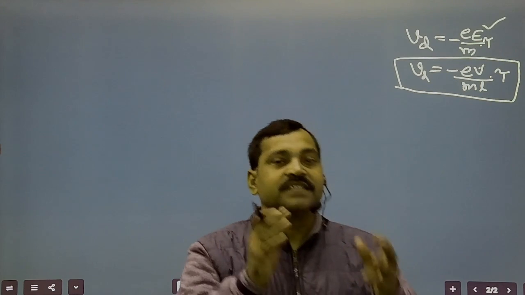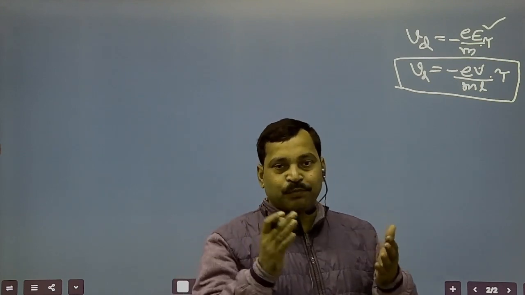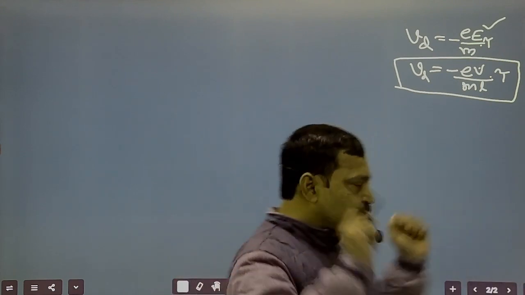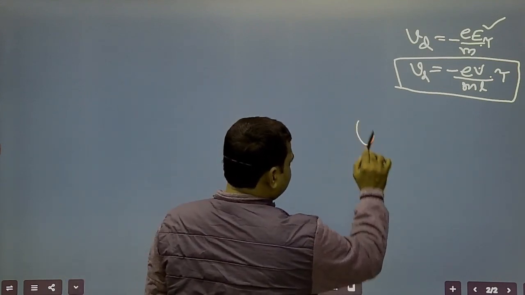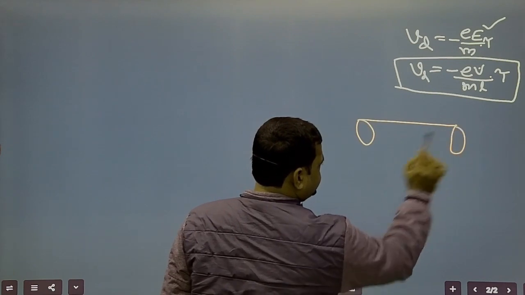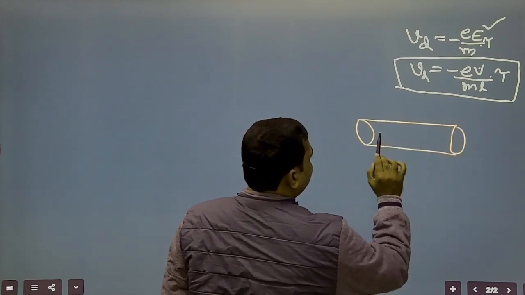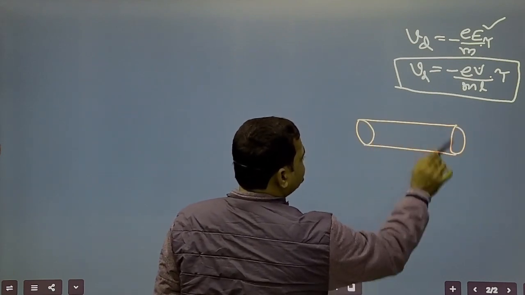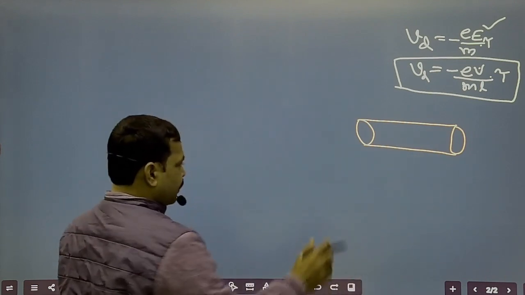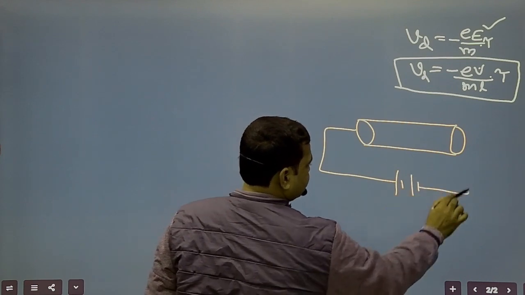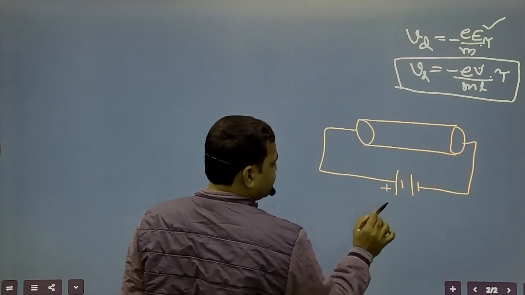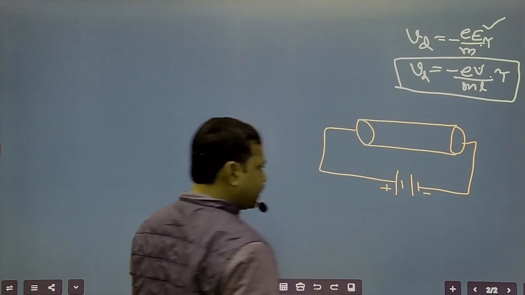So you know what is current? Current is the rate of flow of charge. So suppose we are considering a conductor of length L and the cross sectional area of this conductor is suppose A. So this is connected with the battery like this. So this is your positive terminal, this is your negative terminal.